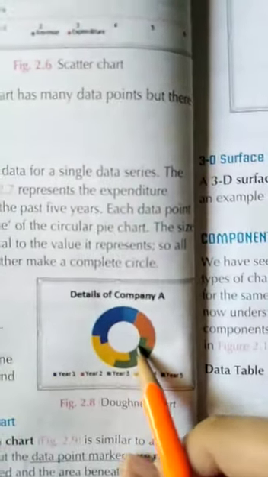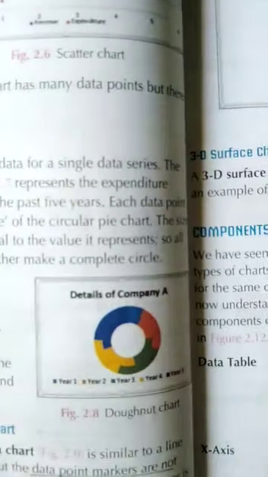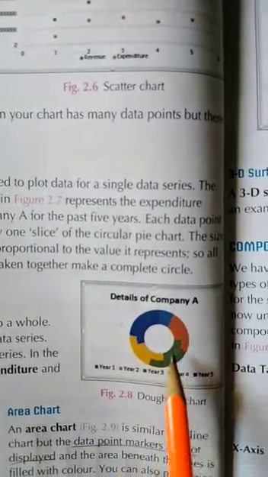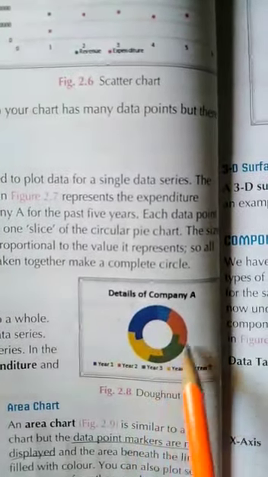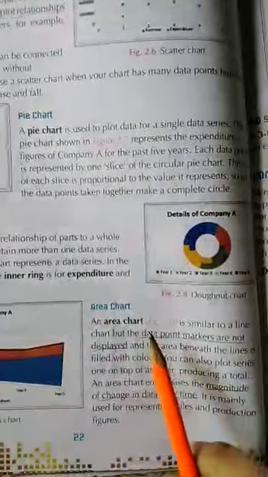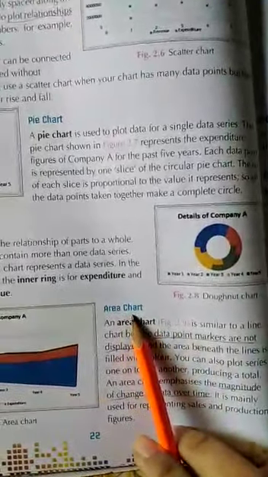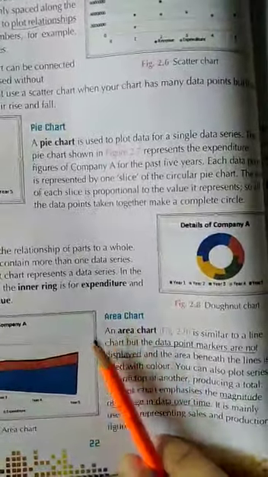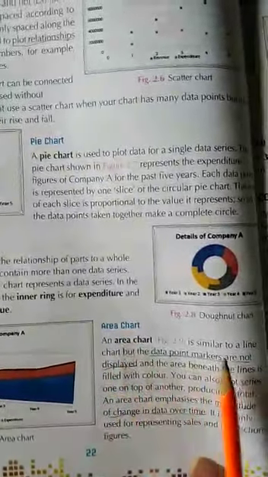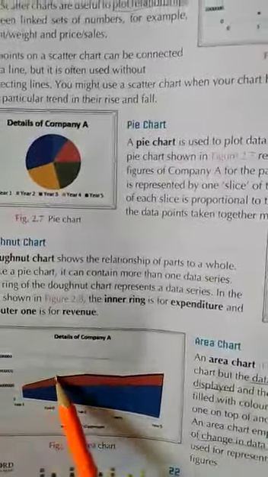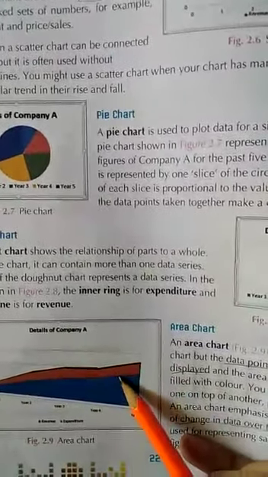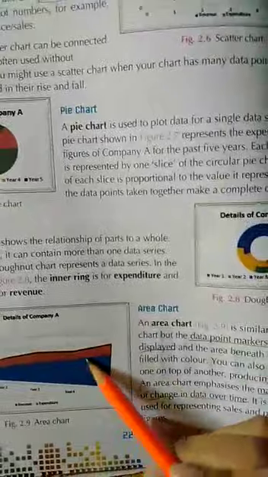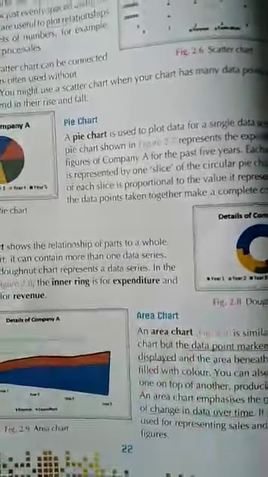For example, in this they have shown the categories like the pie chart, but the inner ring shows the revenue and the outer ring shows the expenditure. Then the area chart is almost exactly the same as the line chart, but it does not show the marker points. See, there are no marker points here, and it displays the data by coloring it. Here is the revenue and here is the expenditure.